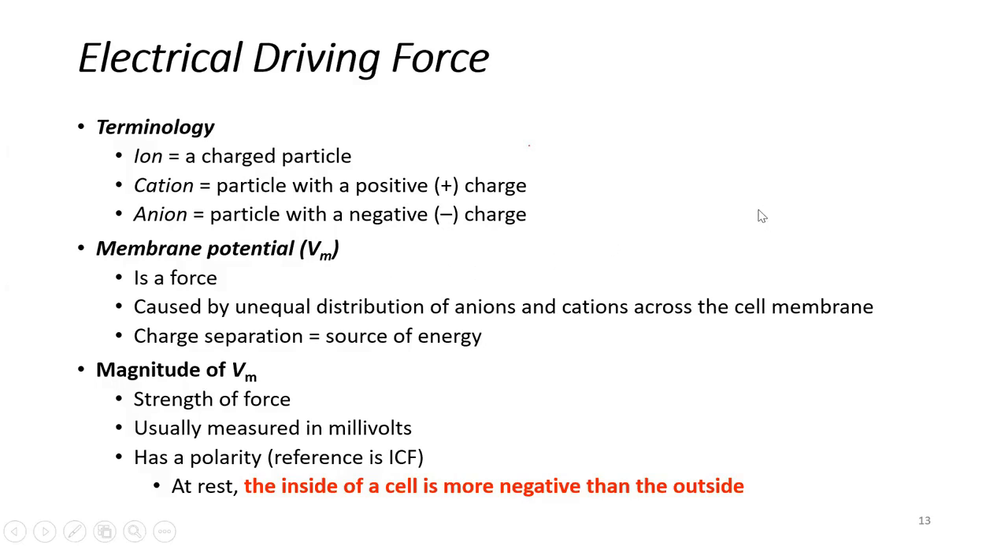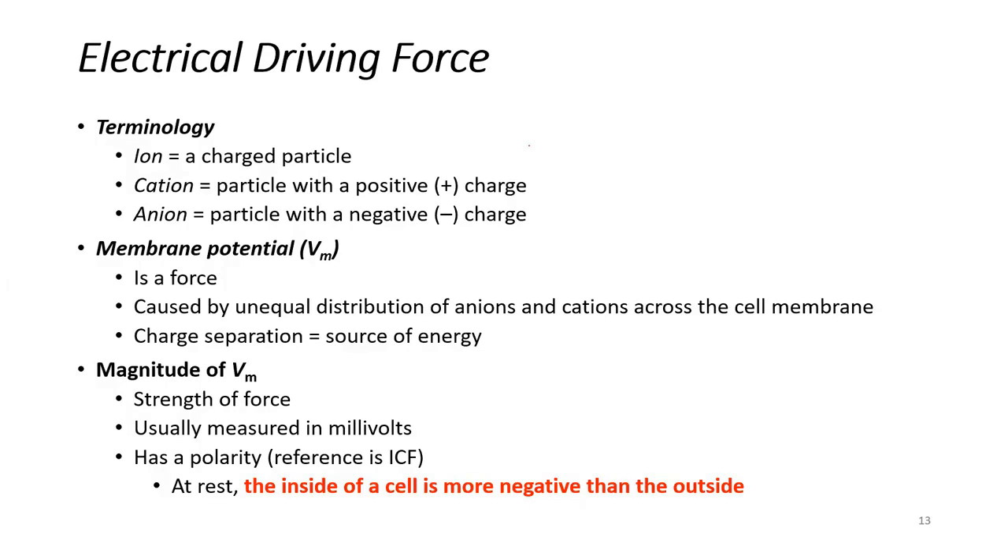This is another force. This is the force of the electrical driving force. This is really caused by the separation of charge across a membrane. So if you've got anions inside the cell and cations outside the cell, you have an unequal distribution of charge across that membrane. This separation, this unequal distribution of charge is an energy. It's a force, it has the potential to do work. That's why we call it a membrane potential.